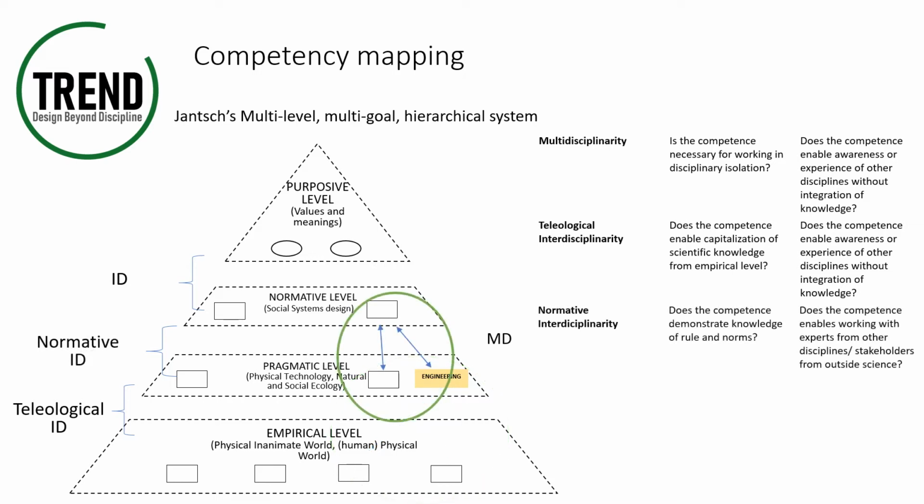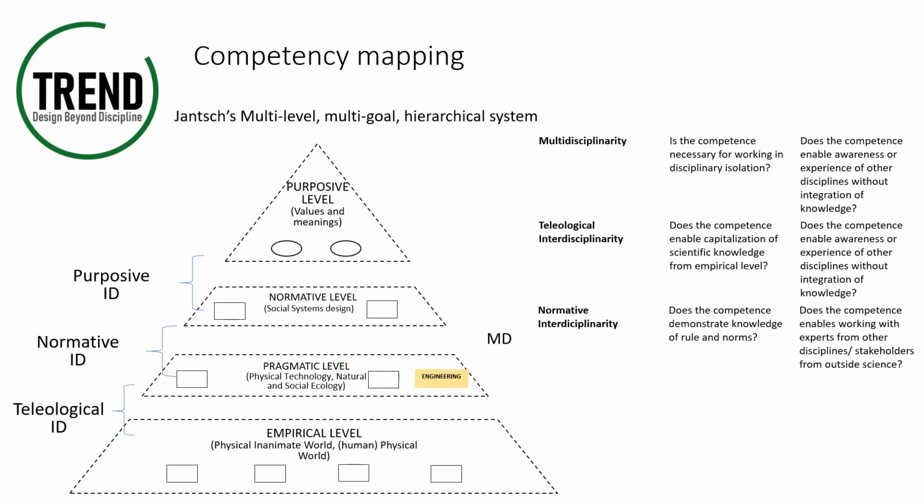Normative level or normative ID refers to engineering interacting with other applied sciences in a pragmatic level while adhering to norms, rules and policies set at a higher level. It includes design engineers whose role is the development of innovative technological alternatives. Relevant competencies cross the normative level boundary and allow design engineers to cooperate with a wide range of stakeholders and recognize different points of view and requirements.